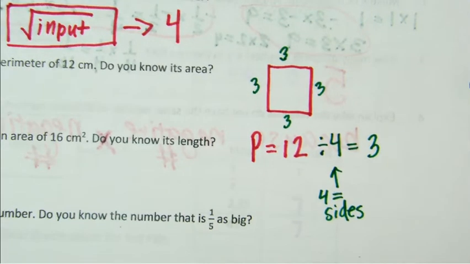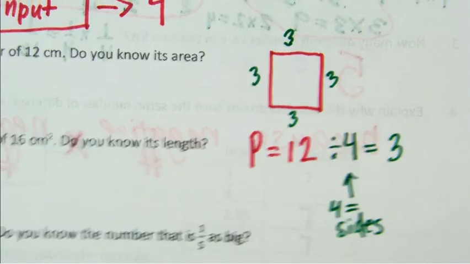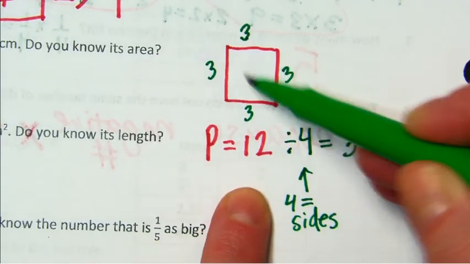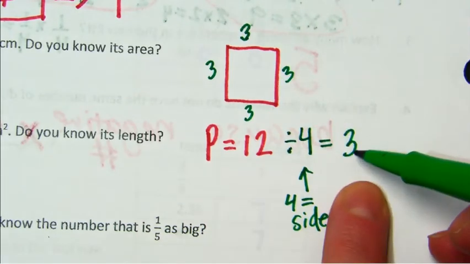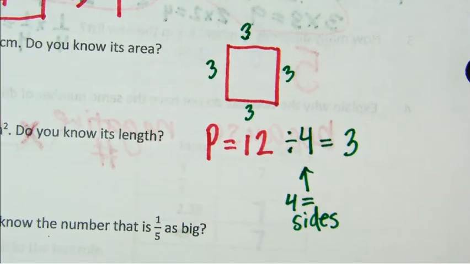Okay. So that's the first part, because for us to be able to figure out the area, we need to know how long the sides are. So I use the perimeter to figure out how long each side is, and then I use those side lengths to figure out the area. Okay? So my perimeter is 12. I divide it by 4 because I have 4 equal sides. So that tells me that 3 is each side length. What do I do with the 3 to figure out the area?